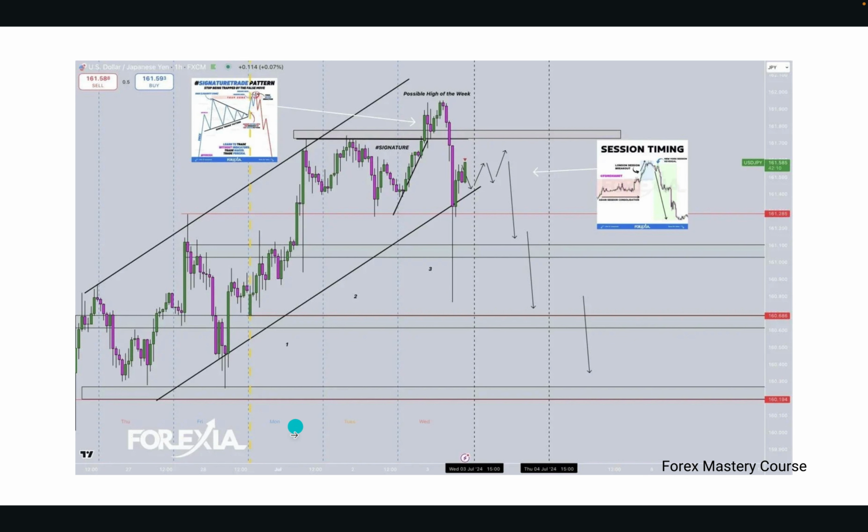Here we can see the days of the week: Monday, Tuesday, Wednesday. It's a little bit hard to see, but there they are. That means this is day 1, day 2, day 3. After 3 days, 2.5 days, 3 days of uptrend, we can see the high of the week being made here, the signature trade pattern right around here, inducing to the high of the week, and then that overall reversal.